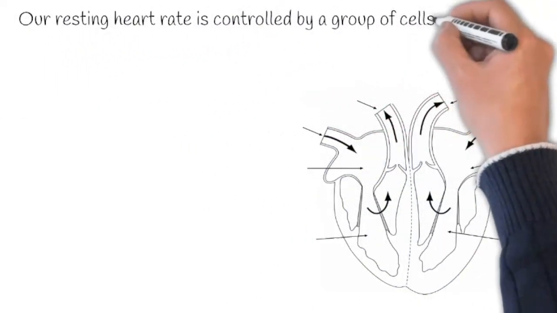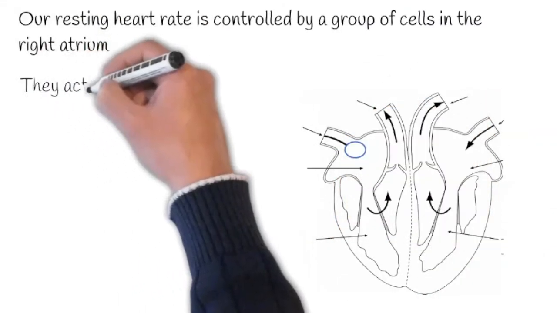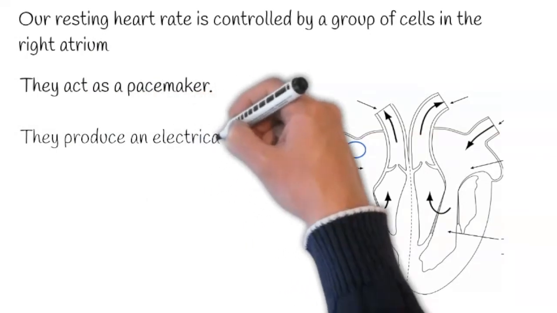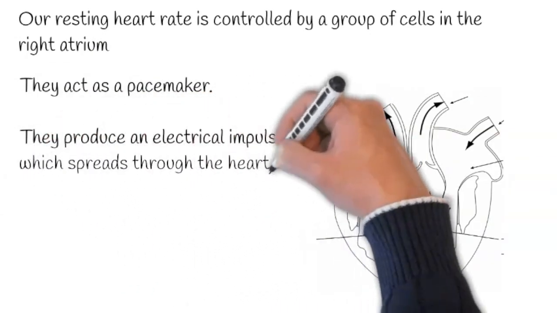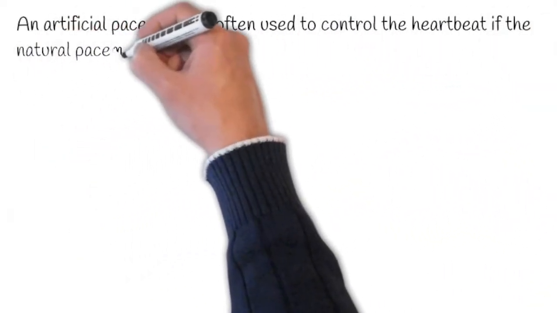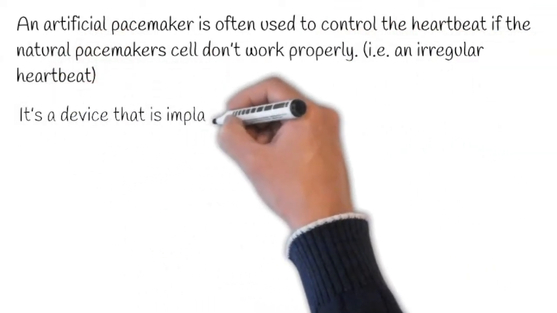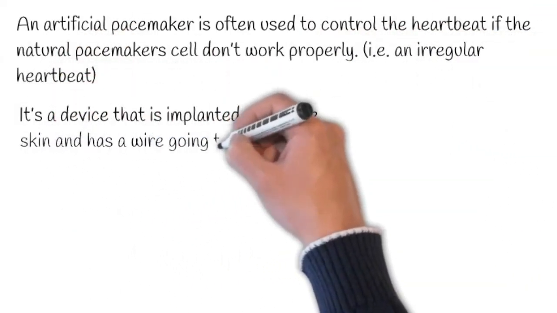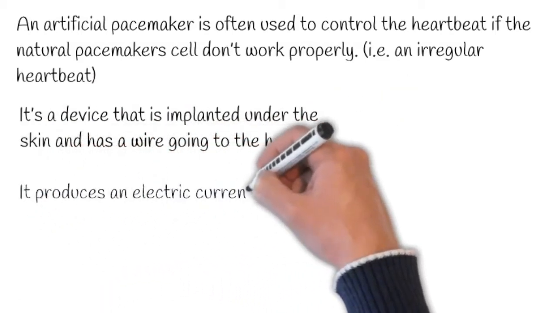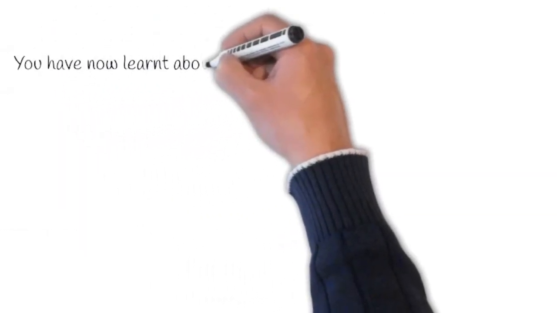Our resting heart rate is controlled by a group of cells in the right atrium. That's here. They act as a pacemaker. They produce an electrical impulse which spreads through the heart, causing it to contract. An artificial pacemaker is often used to control the heartbeat if the natural pacemaker cells don't work properly, i.e. an irregular heartbeat. It's a device that is implanted under the skin and has a wire going to the heart. It produces an electric current to keep the heart beating regularly.